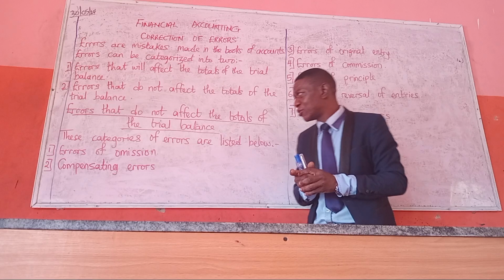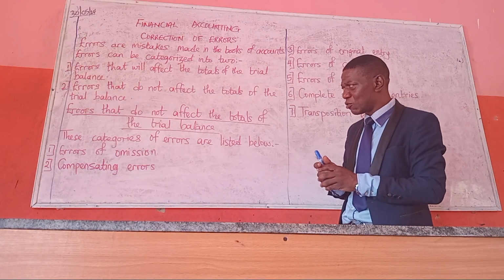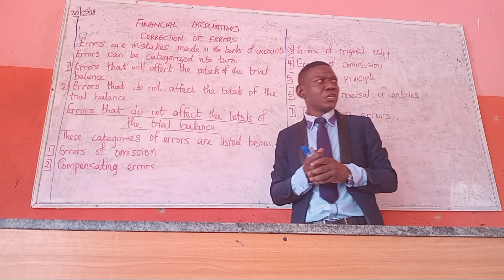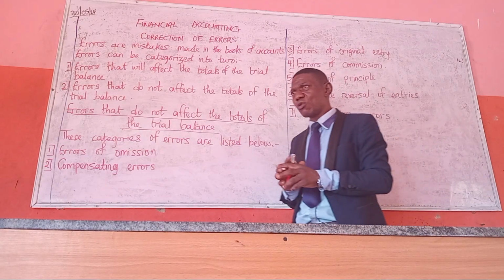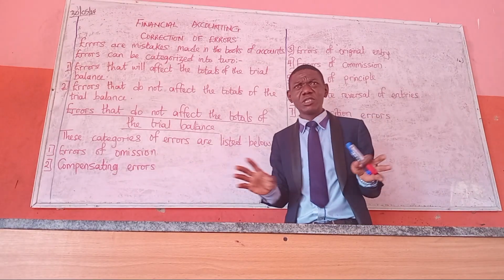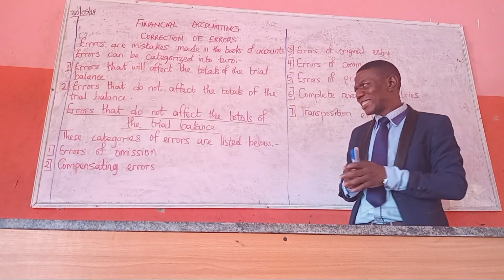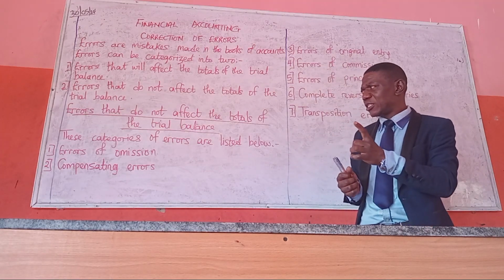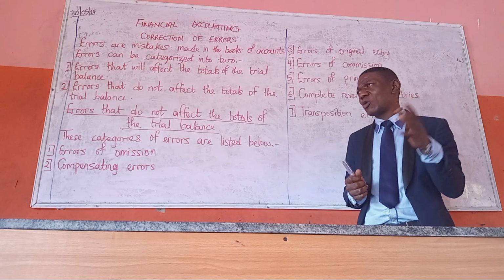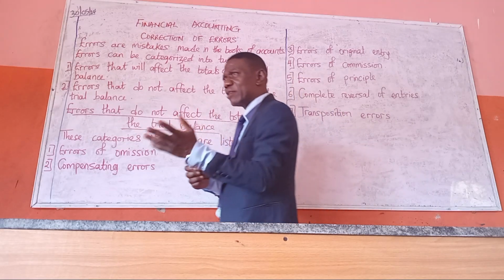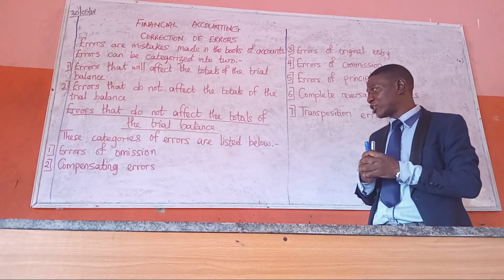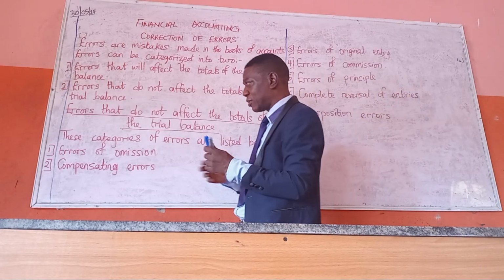So let me go straight to the explanation of all these errors before we look at an example. Errors of omission simply means when a transaction is completely omitted from the books. There was no recording at the debit side. You still remember our principle that says debit the receiver, credit the giver, and our golden rule of accounting that says for every debit entry there must be a corresponding credit entry, and for every credit entry there must be a corresponding debit entry.